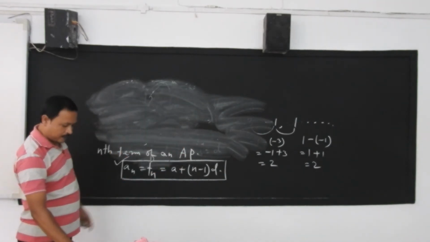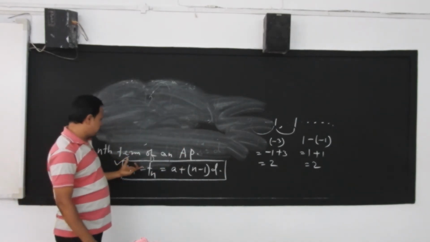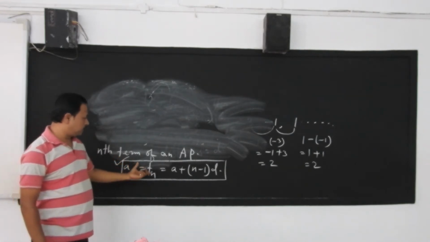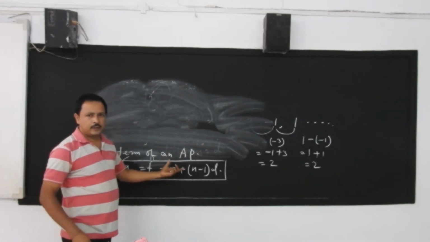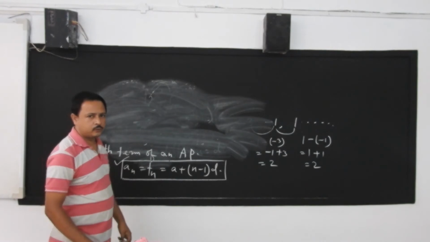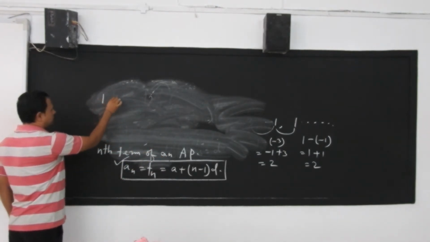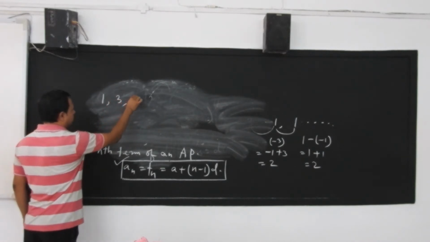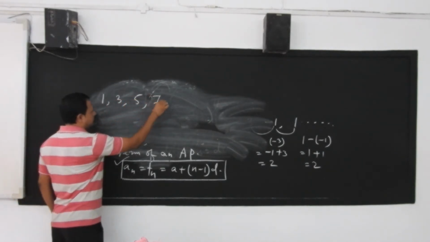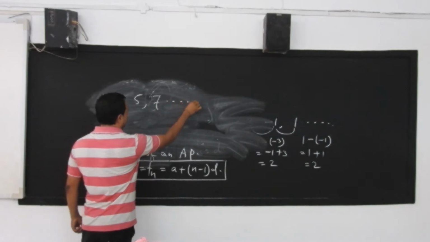So the nth term of an AP means the general term of an AP. The formula is Tn equal to a plus n minus 1 into d. See 1, 3, 5, 7, and so on.